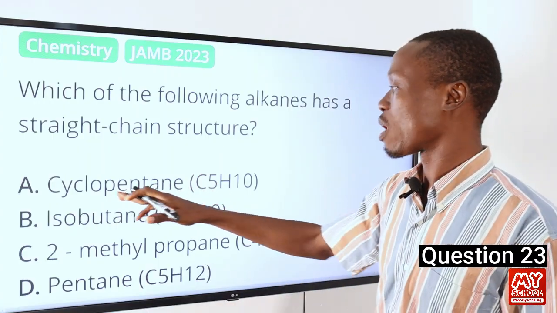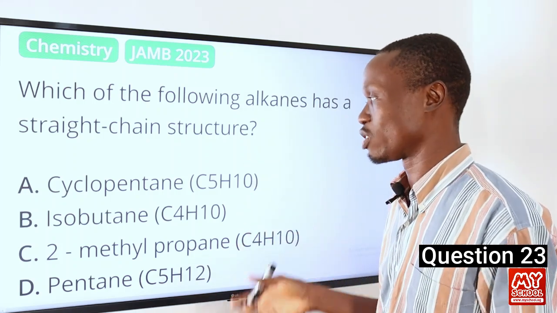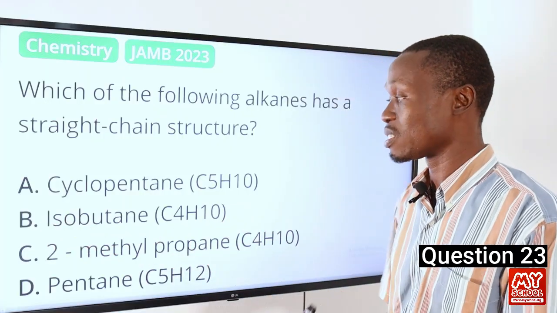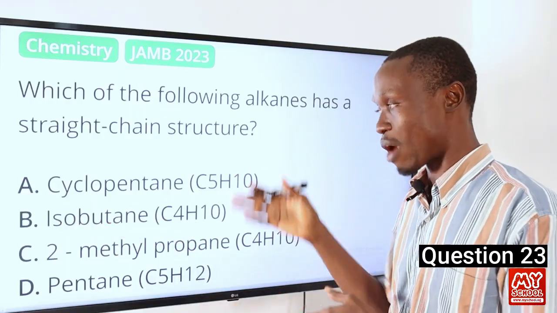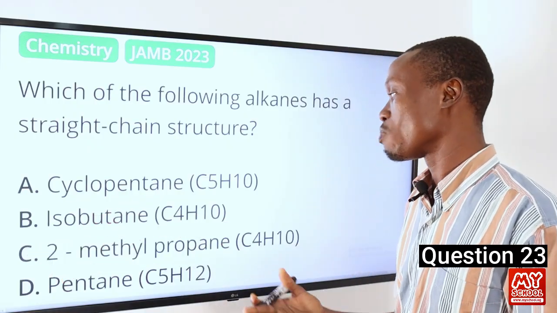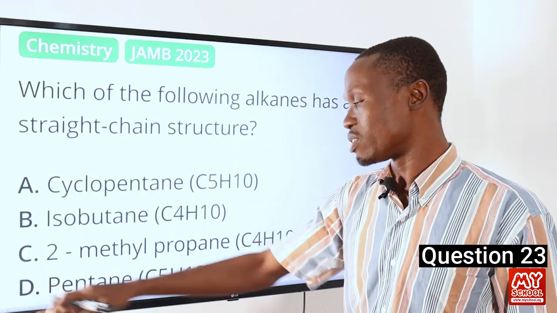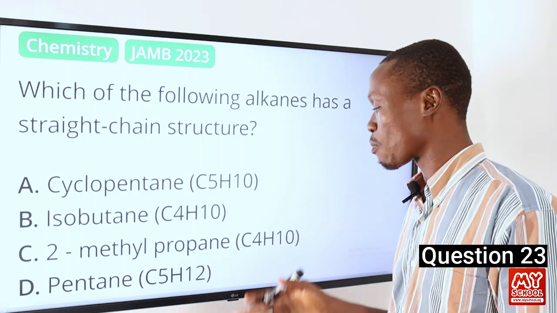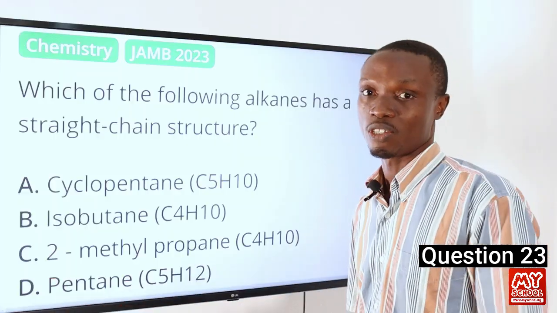The first one here is cyclopentane. Cyclo suggests cyclic, something circular in shape, so this cannot be a straight chain. Then we have isobutane, which is the same thing as 2-methylpropane. Of course, isobutane has a branch, so this cannot be the answer. Option C is the same thing as B, 2-methylpropane, and this alkane has a branch. Then D, we have pentane. The pentane here doesn't have any branch, it's just a straight chain. The carbon atoms are arranged in a continuous straight chain without any branch. So D is the correct option.